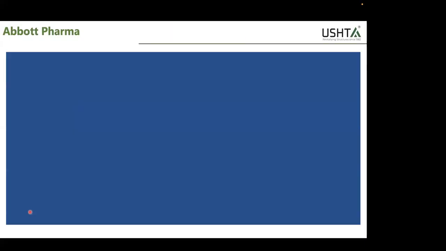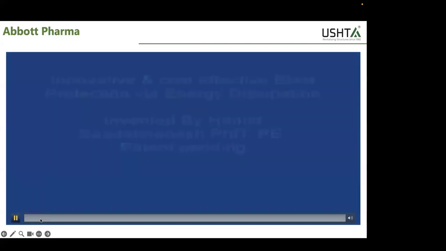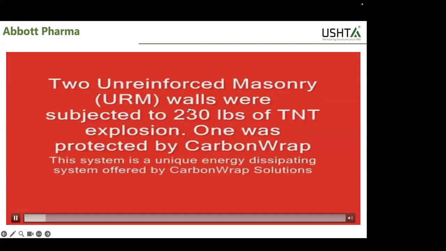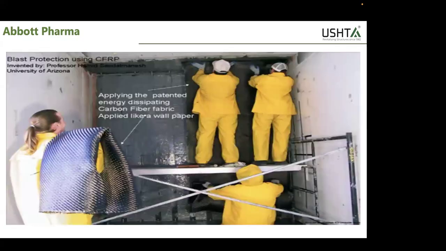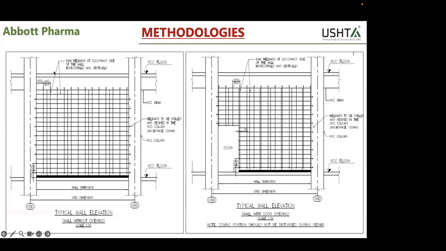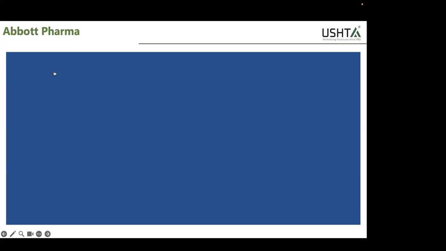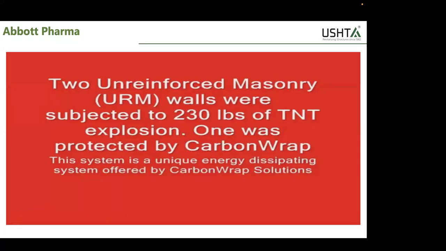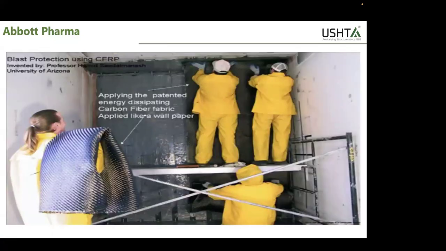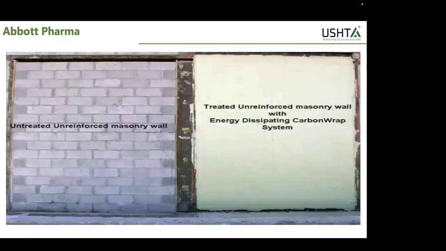Sorry, it's not playing. Just a second. I'll show you an example of energy dissipation by this video. An AAC block wall was subjected to a 230 lb TNT blast. That is almost the same size as was used in Pulwama, or almost 1/3 of what was used in the Pulwama blast. One wall was reinforced with wraps, and the other wall was unreinforced. The carbon material used here is also very different. It's a different fabric. I'll explain what's different in this fabric.